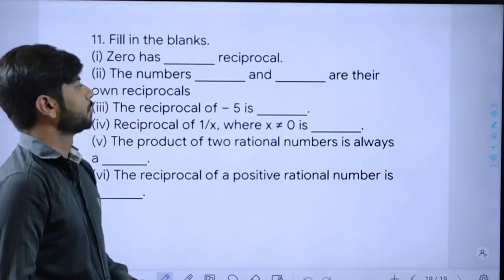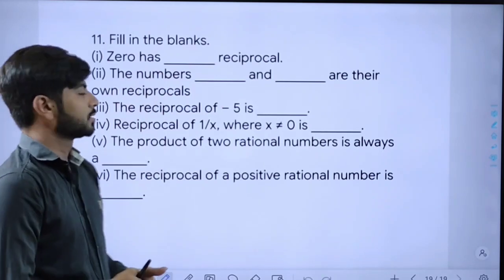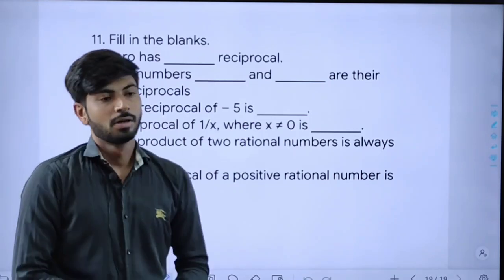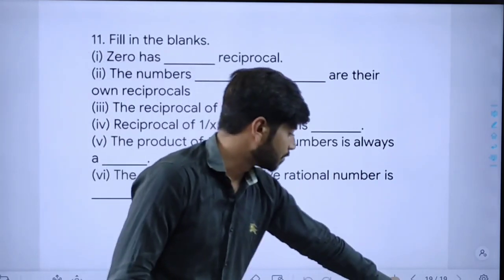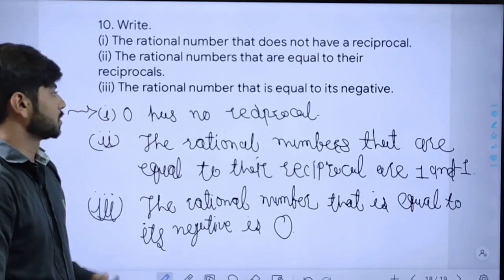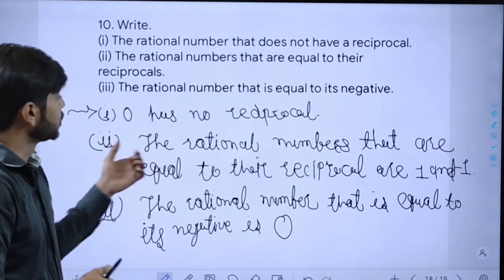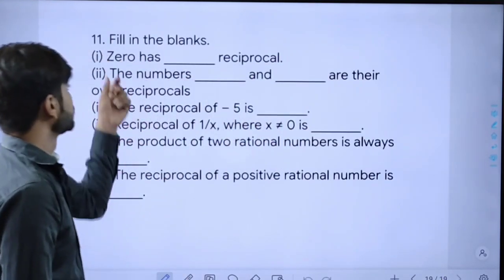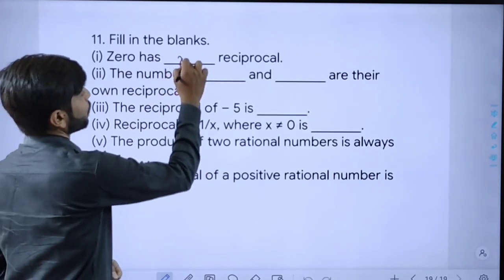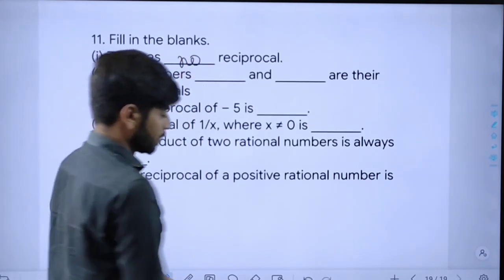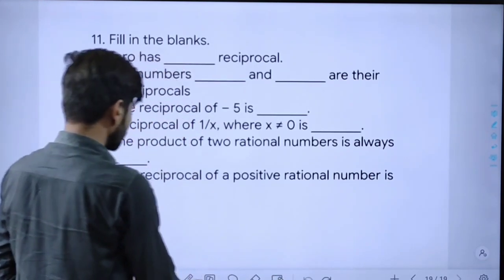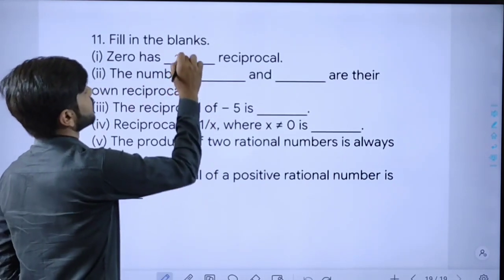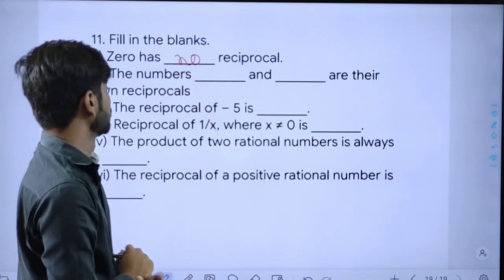Fill in the blanks. We have to fill in the blanks such that the sentence is true. First, 0 has blank reciprocal. Okay, again we will see the previous question. In the previous question we wrote 0 has no reciprocal. So what will we write? 0 has no reciprocal. Okay.